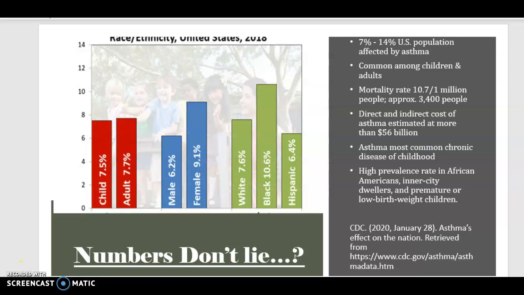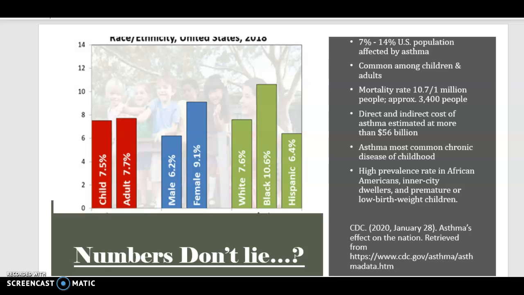This slide presents some information on incidence rates. 7% to 14% of the U.S. population is affected by asthma. And it's mostly common in children, but you can see it in adults as well. And the variations between the numbers are not that significant. Mortality rate is 10.7 per 1 million people. So that's approximately 3,400 people. The direct and indirect cost attributed to asthma is $56 billion. I thought that was pretty significant to see.